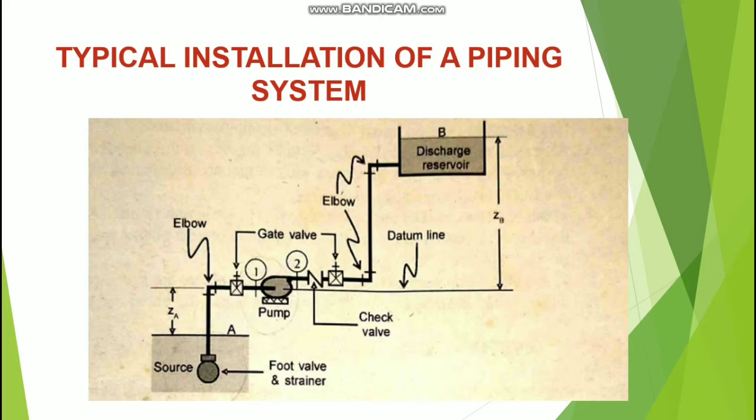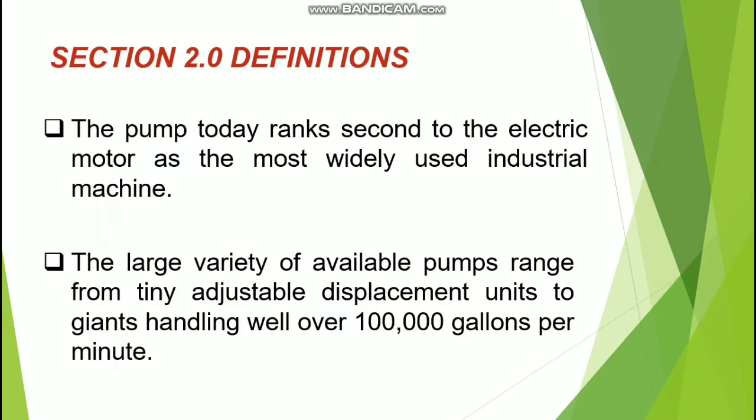So for section 2.0, definitions. The pump today ranks second to the electric motor as the most widely used industrial machine. So the large variety of available pumps range from tiny adjustable displacement units to giants handling well over 100,000 gallons per minute. So let us define some words.